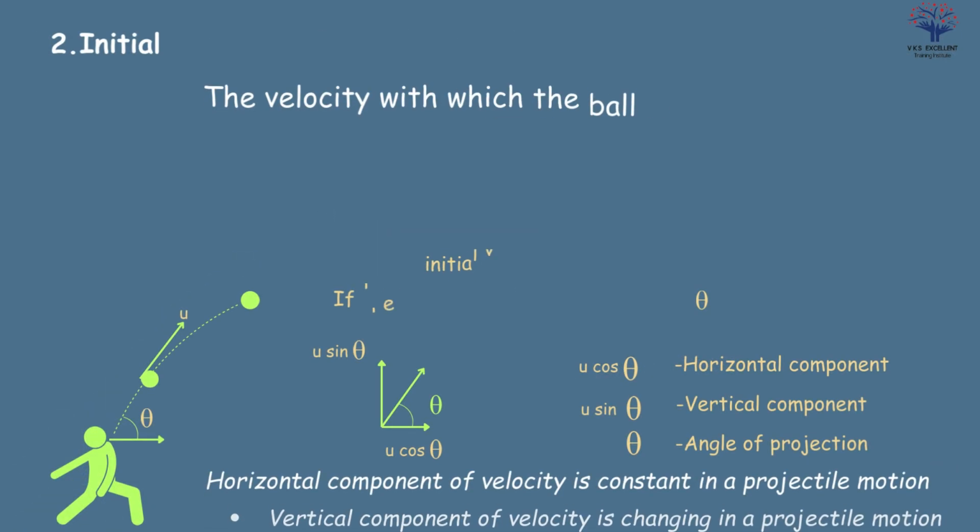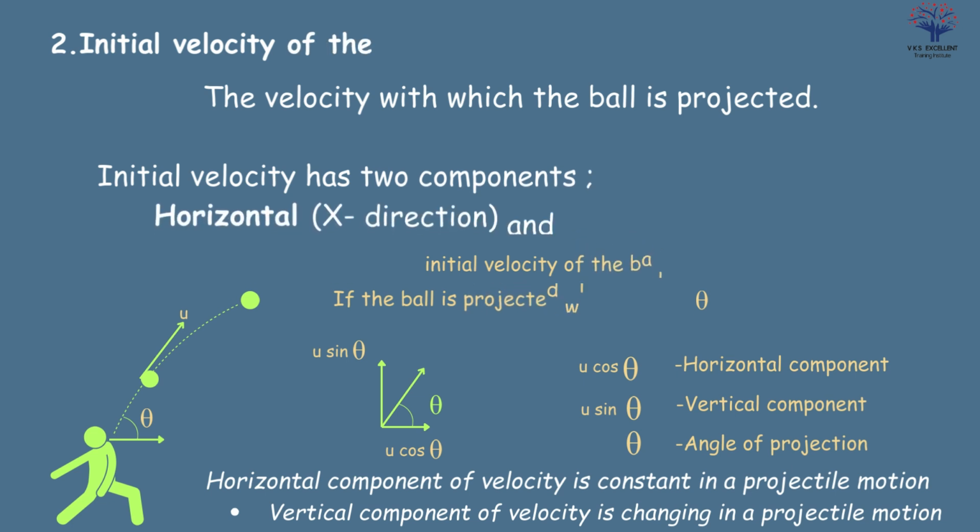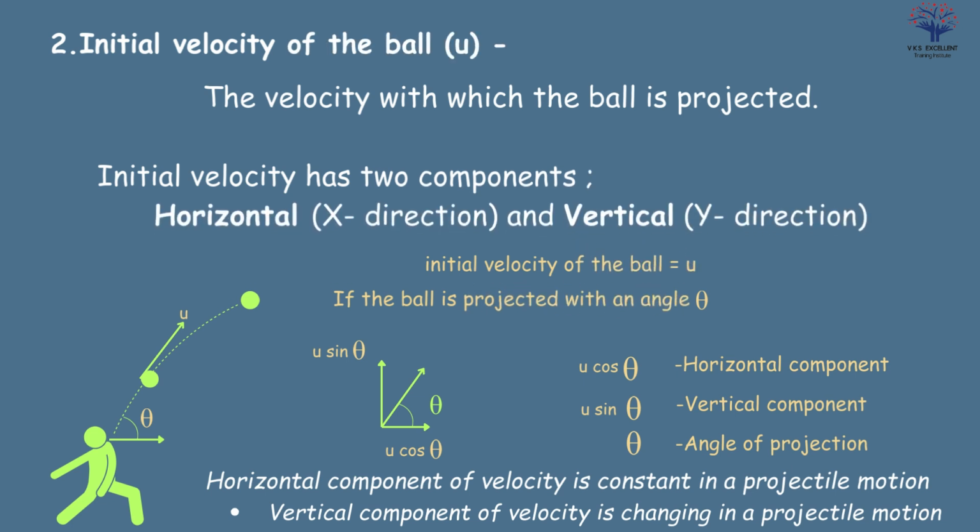Number 2, initial velocity of the ball. The velocity with which the ball is projected. Initial velocity has two components: horizontal, the component in x direction, and vertical, the component in y direction. Let the initial velocity of the ball equal u. If the ball is projected at an angle theta, u cos theta is the horizontal component, and u sin theta is the vertical component. The horizontal component of velocity is constant, and the vertical component of velocity is changing in a projectile motion.